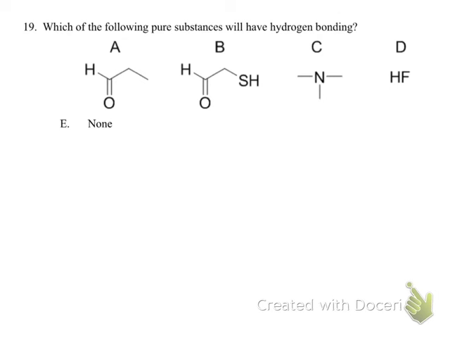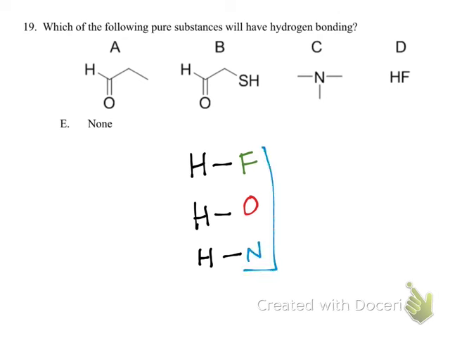This question challenges us to figure out which of these substances will have hydrogen bonding. So remember that hydrogen bonding means we need hydrogen bonded to either fluorine or oxygen or nitrogen. Again, I like to think of it as hydrogen bonding is fun. So, which of these has this motif? Choice D, a hydrogen bonded directly to a fluorine.